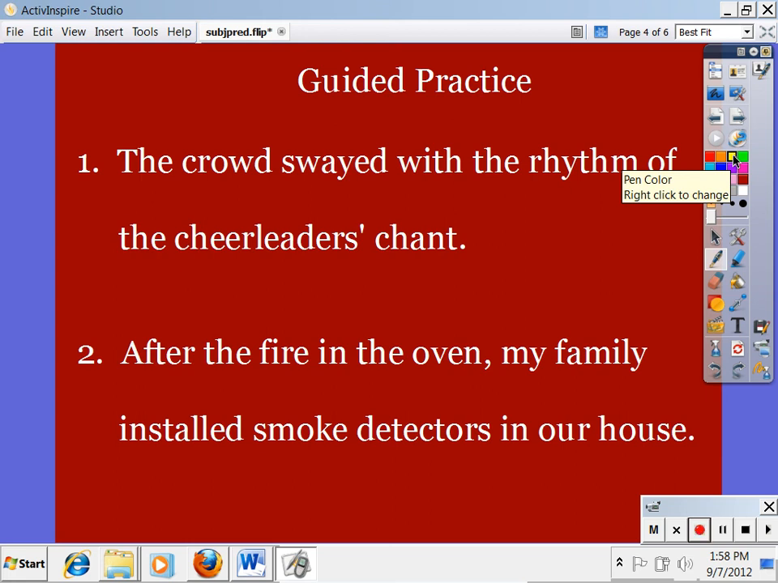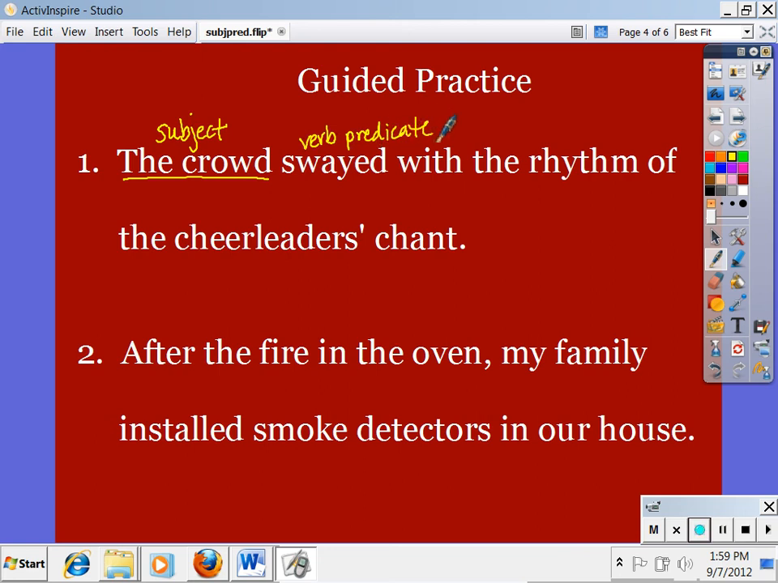The crowd swayed with the rhythm of the cheerleaders' chants. So just like the examples before, I'm going to try to find and separate the subject from the verb or the predicate. Sometimes it's easier to find the subject first, the crowd, that's what the sentence is about, and then decide what did the crowd do? What is it doing? It swayed. So this is our verb or our predicate.